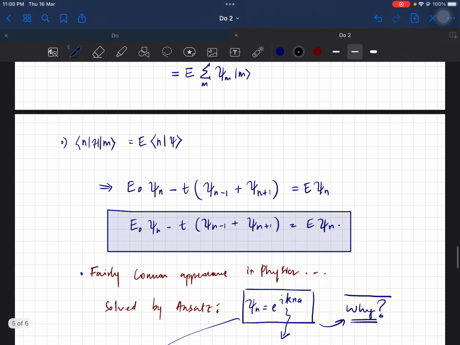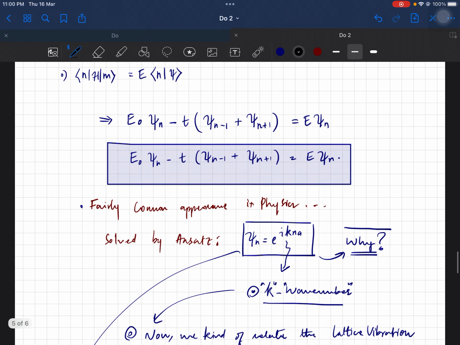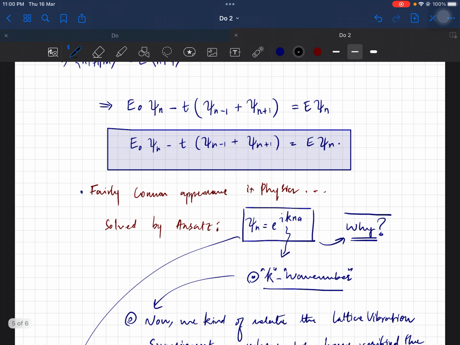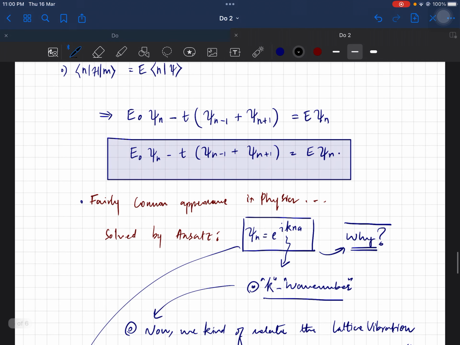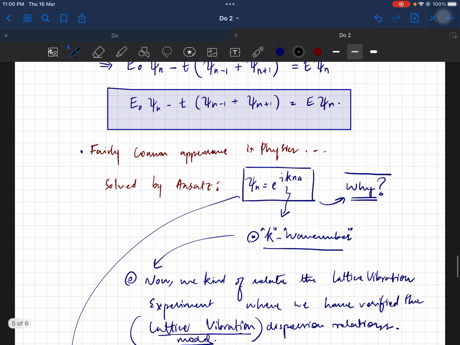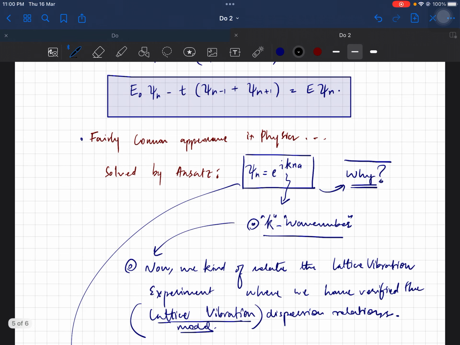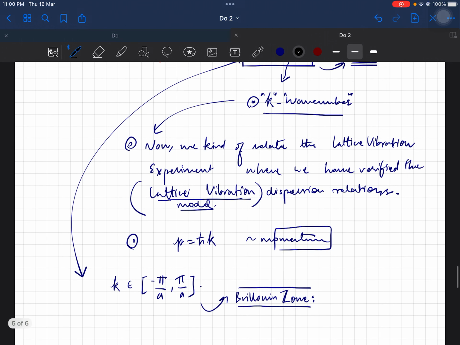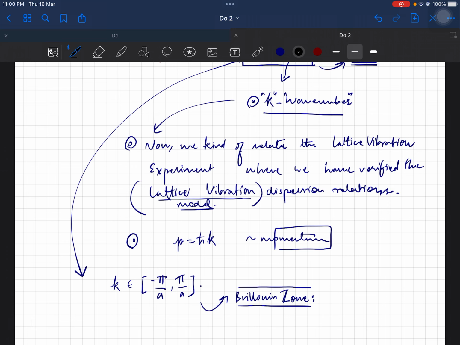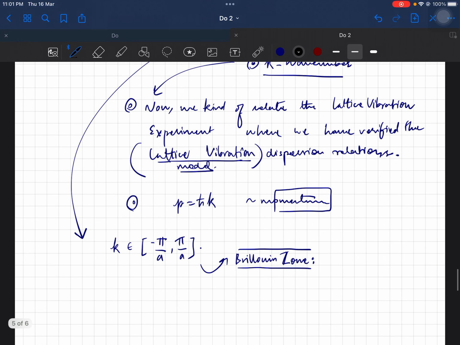Then we get a linear equation, capital N linear equations, which Tong says are fairly common in physics, and they're solved by an ansatz like psi n is e to the i k n a. K is the wave number. We kind of relate it to the lattice vibrations. In experiments we usually talked about the wave number. So that is the recap of things.